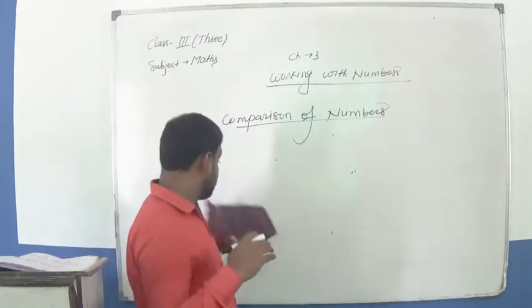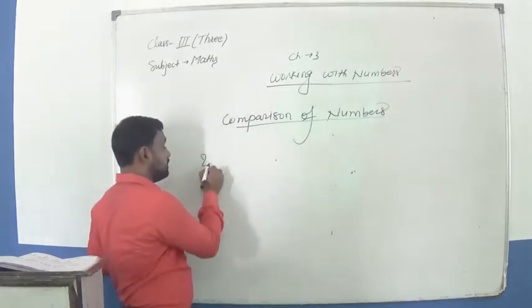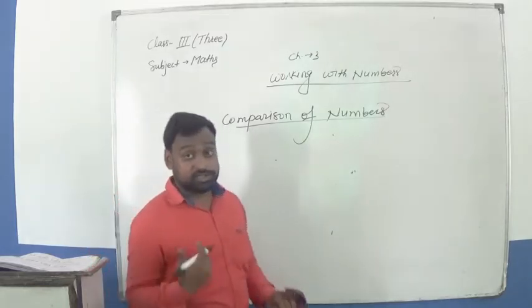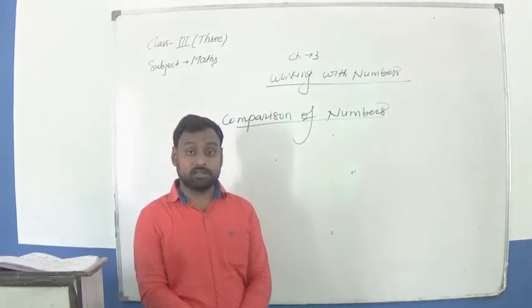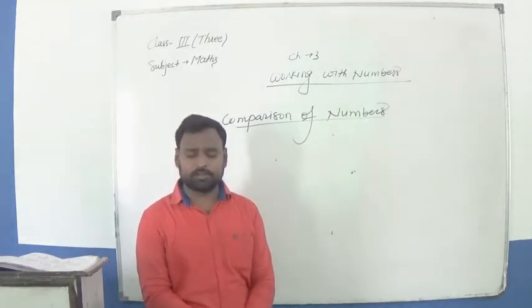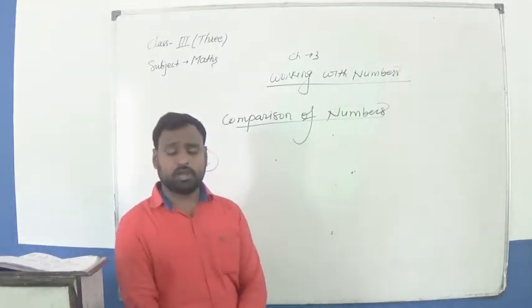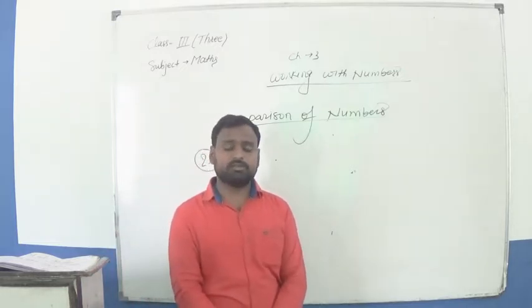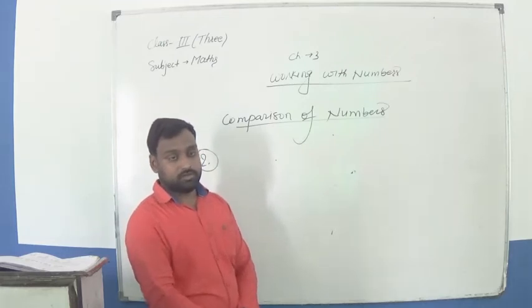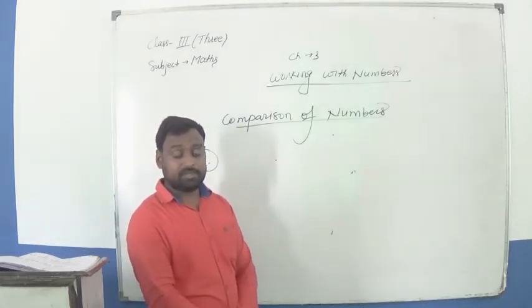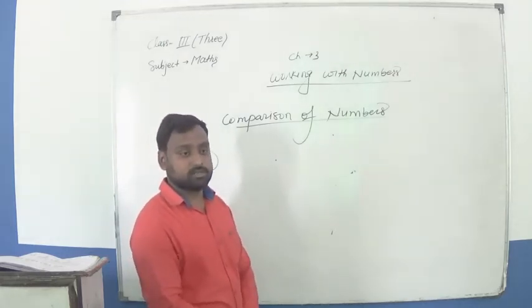And when the digits are the same, in that case it is a little bit difficult, not difficult. When I make you understand, it will become easy for you to determine smaller and greater numbers having the same number of digits. See how.